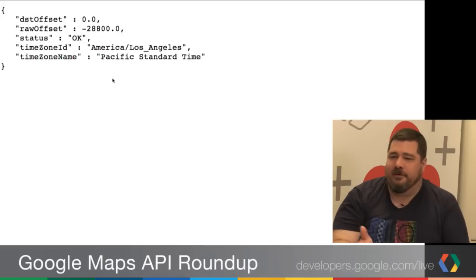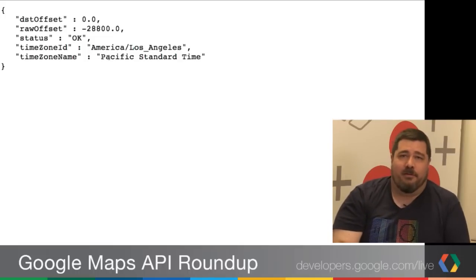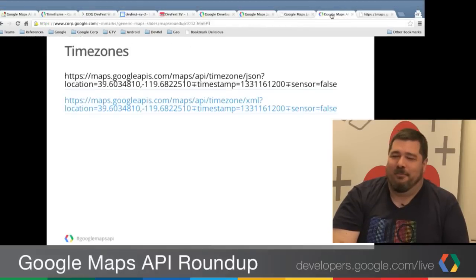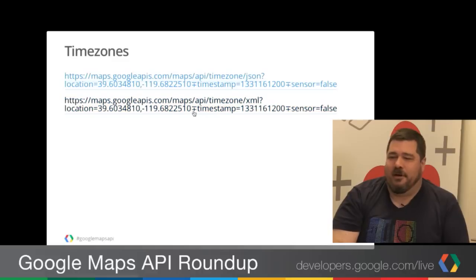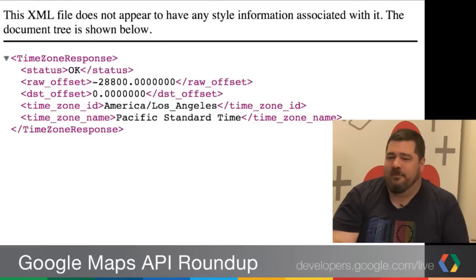So this is Los Angeles, and the raw offset is in seconds, I guess. So you just pull that, divide by 60, and you get the number of minutes, and then 60 again, you get the number of hours. So this was a common request. That's what it looks like in JSON, and you can also get it back in XML if you prefer that. Here you see the information, and of course we also pass back to you the time zone names.